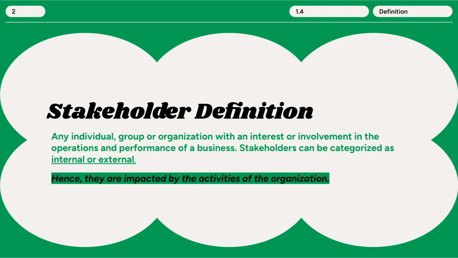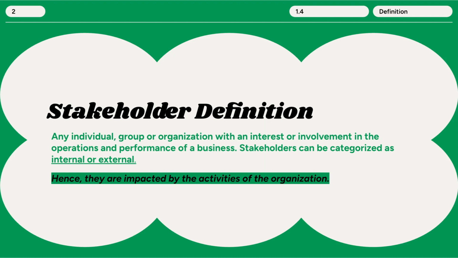Okay, so when you're thinking of an organization, we might sometimes think of it as a single unit that makes decisions as one entity, but this is not the reality. Actually, organizations are made up of different groups, and these different groups are called stakeholders. And these stakeholders might often compete for influence and control. A stakeholder is any individual or group that affects or is affected by the business or organization. The actual definition of this term is any individual, group or organization with an interest or involvement in the operations and performance of a business.